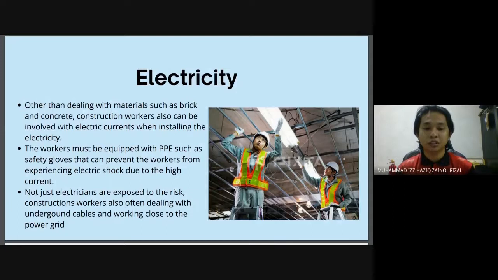Not just electricians are exposed to the risk, construction workers also often deal with underground cables and work close to the power grid. Because sometimes when we deal with, for example, piling, we need to drill and dig a hole, gali, the ground, so that there is underground cables also. That's why the construction workers also exposed to this electricity.